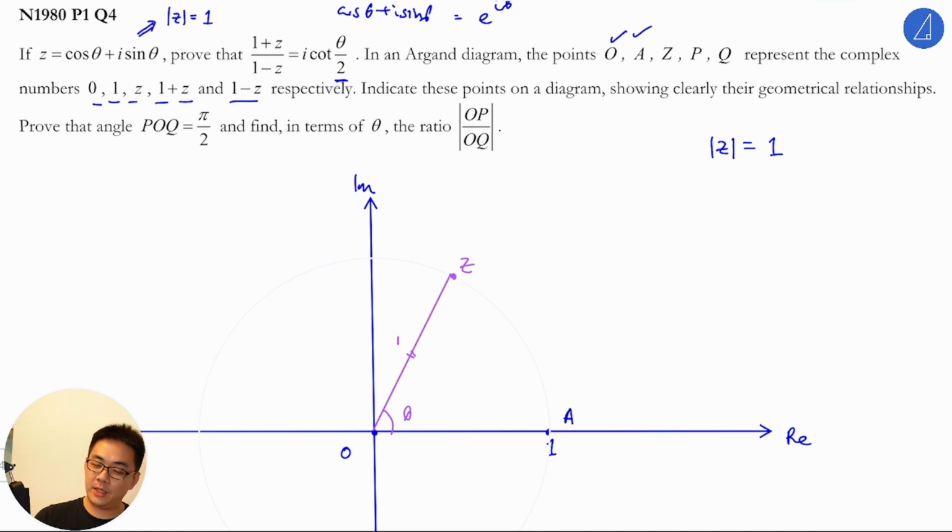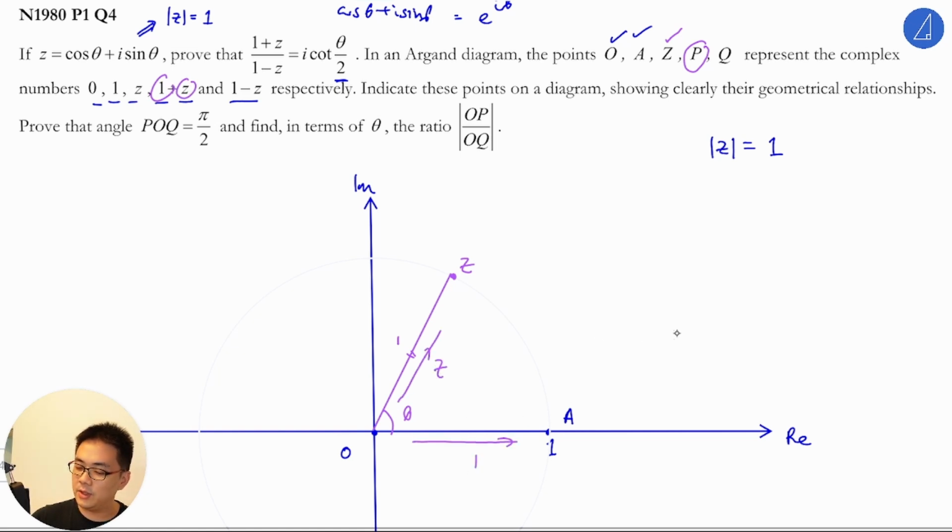So I drew Z already. Now I'm going to draw P. P is essentially just a vector addition. If this is 1 like that, and this is Z, right? So 1 plus Z will just be 1 plus Z, which is an addition of Z here. So this is 1 plus Z.